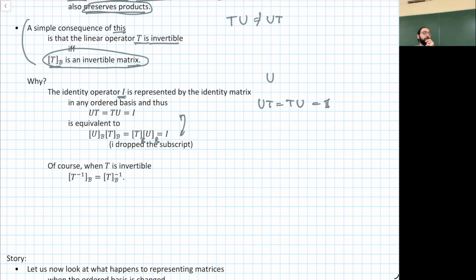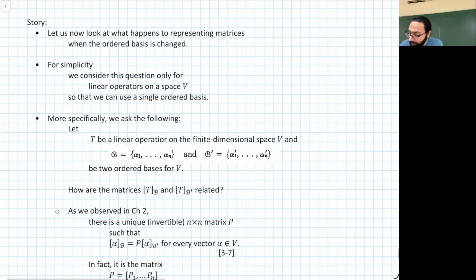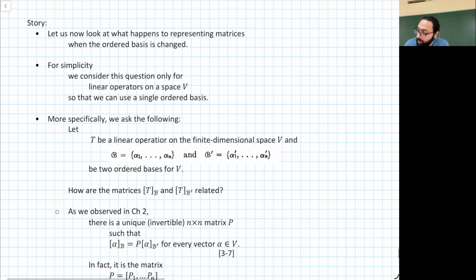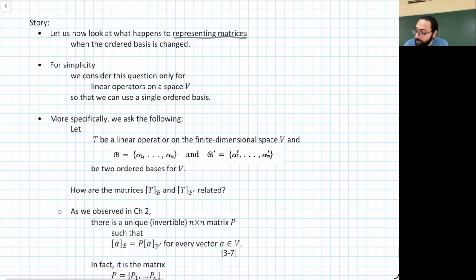Okay, let's move on. All right. So now we are looking at the next step. Let us now look at what happens to the representing matrices when the ordered basis is changed. So far we said that we'll fix one basis and look at the matrix corresponding to it. Now we want to understand how this matrix changes if you change the representing basis. Is the question clear?